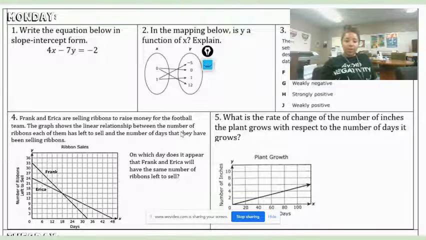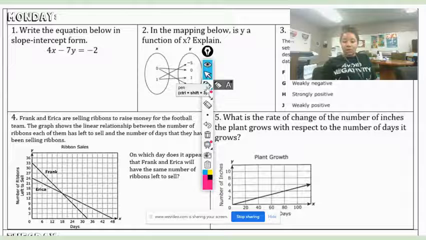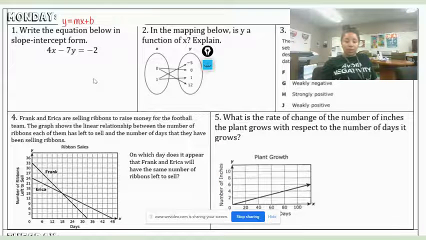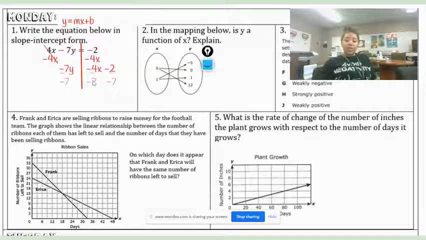All right, so after that, we're going to be doing our Monday notes. I'll just go through the answers with you and show you why. This one, we need to put in y equals, so that's going to be doing the line, subtracting 4x from both sides. We would cancel out the 4x. We'd be left with negative 7y equals negative 4x minus 2. Then we're going to divide negative 7 by each term. And then we're going to be left with y equals 4/7x plus 2/7.